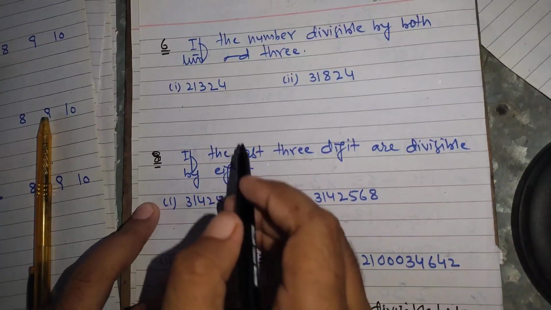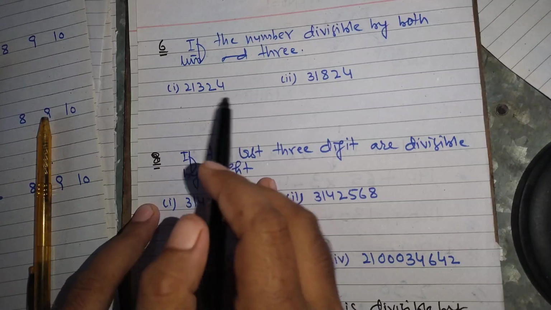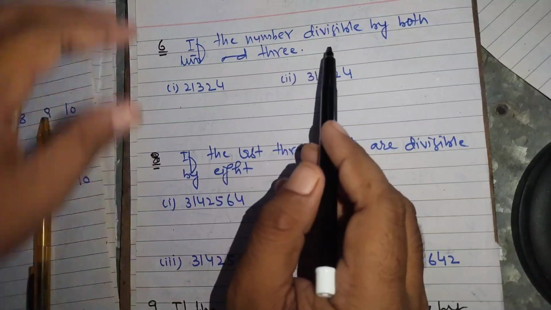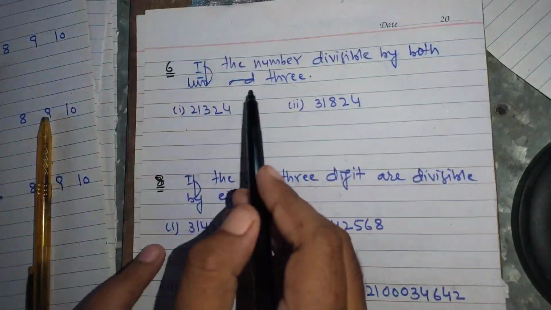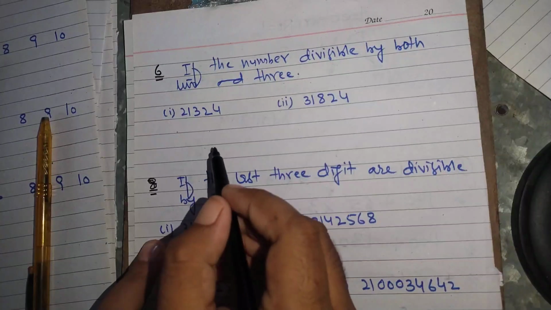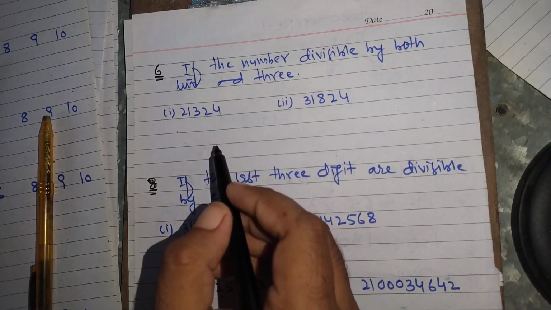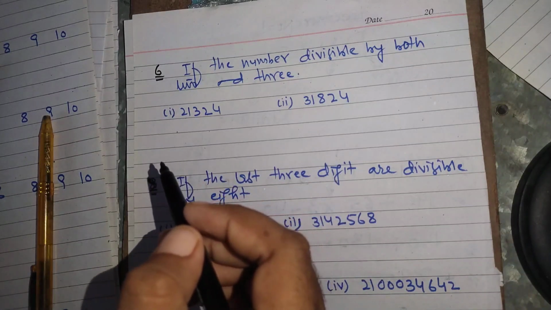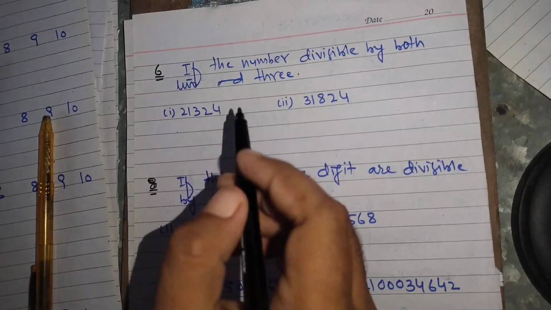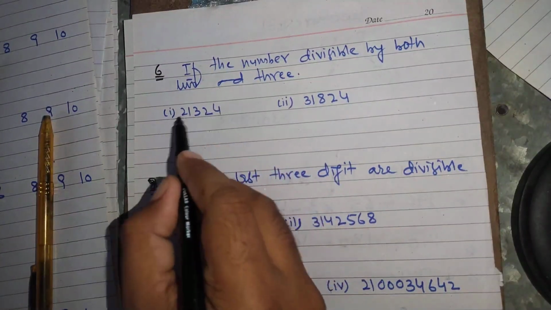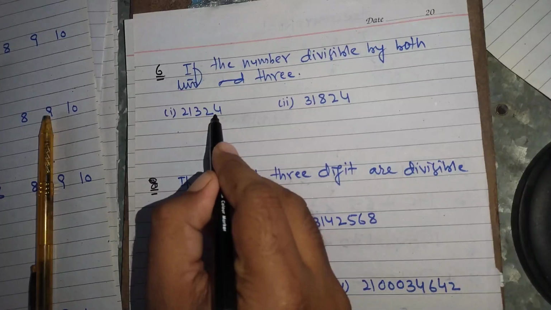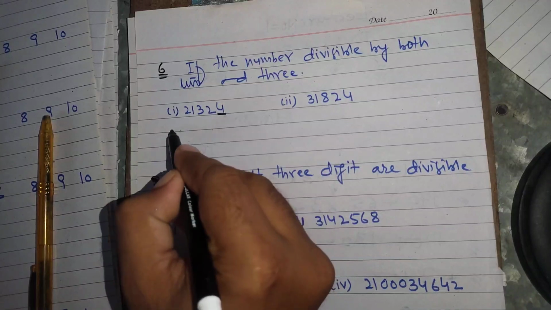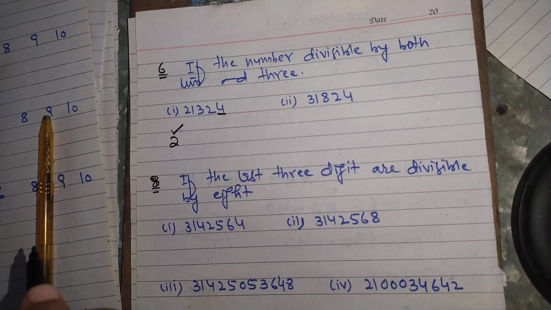Hello again, we come to the number 6. In this rule, if the number is divisible by both 2 and 3, we will check whether the number is divisible by 6. We cannot check 6 directly, so we first check 2 and 3. We have already studied the rule of 2. If there is an even number present, we tick the mark that 2 is a divisor of this number.